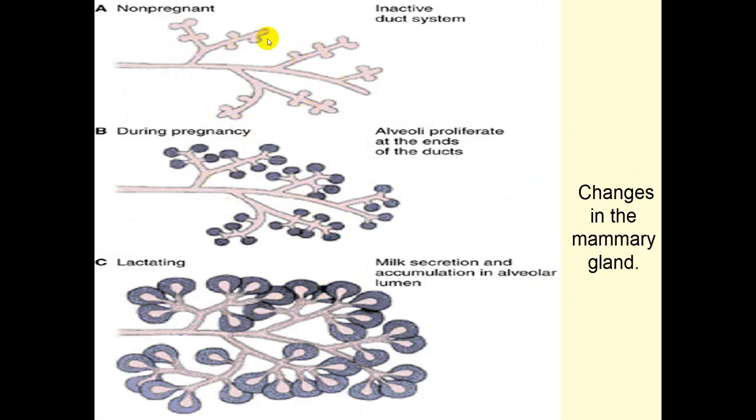You see, the alveolar secretory portions appear during pregnancy, and after pregnancy, this gland nourishes the newborn. This is the top of the development of the mammary gland. You see the secretory portions enlarge.